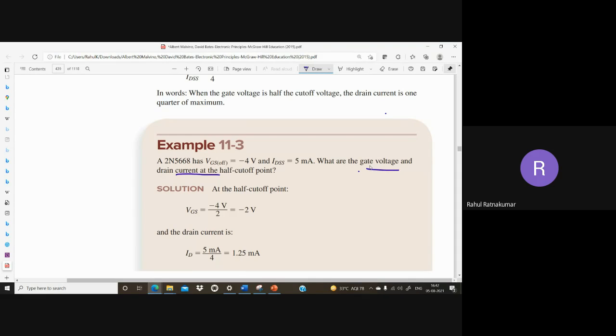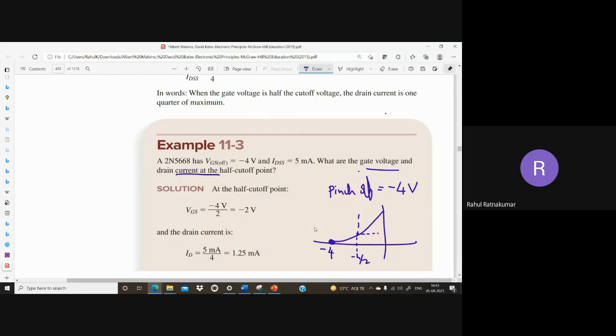So you should know the half cutoff point. At the cutoff point, VGS is the pinch-off voltage, which is nothing but -4 volt. That means at that point my current is going to die down. So half cutoff point means half pinch-off. This is -4, so half cutoff point means -4 divided by 2, that is -2. So this is my half cutoff point.